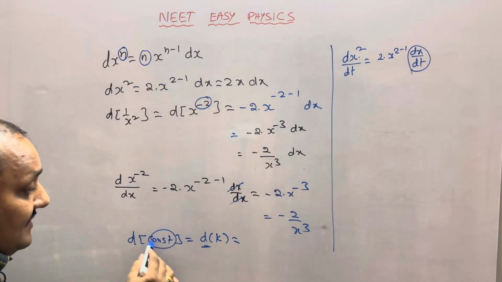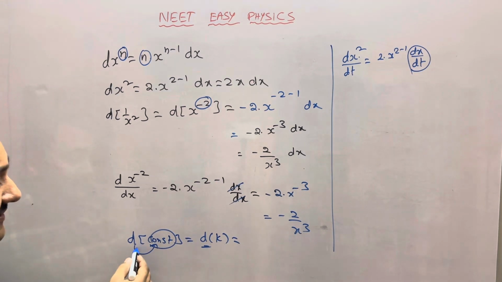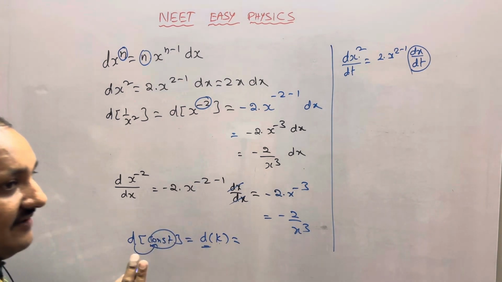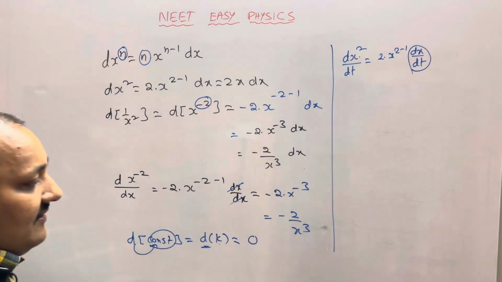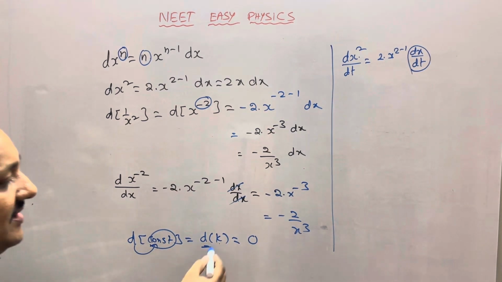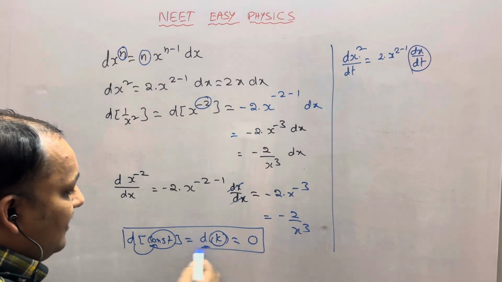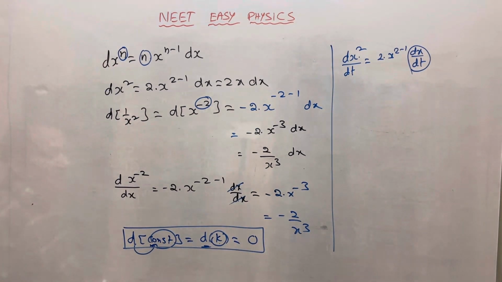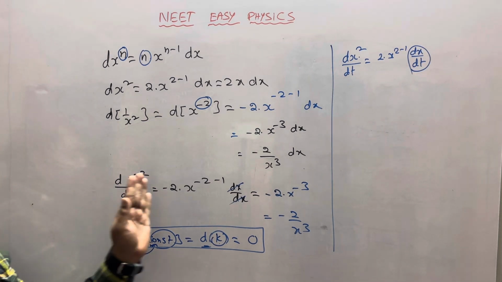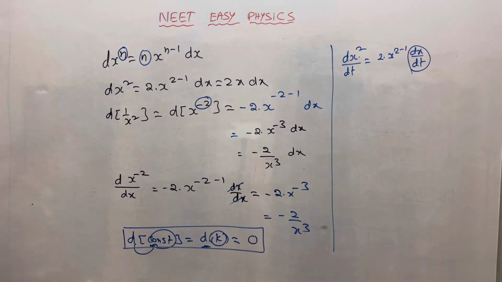Therefore, what is the derivative of a constant? Derivative means which is changing, but a constant will not change. Therefore the derivative of a constant is always 0. In mathematics we take the derivative of a constant as always 0. By using this, we will do some problems. We are going to apply all these in physics.